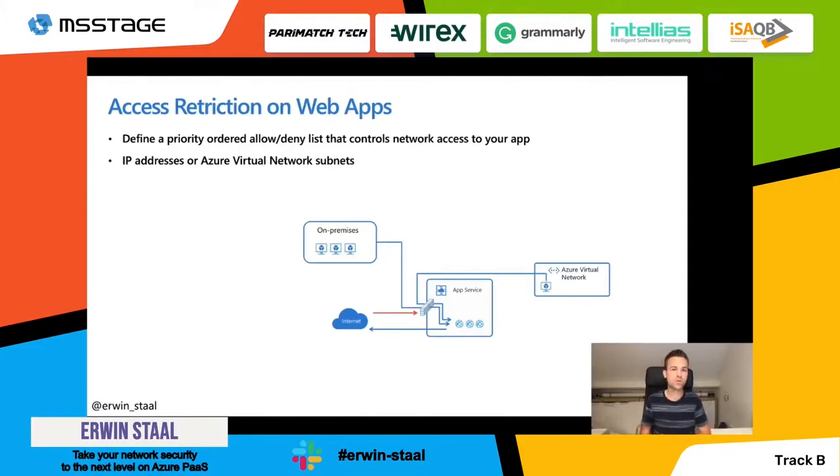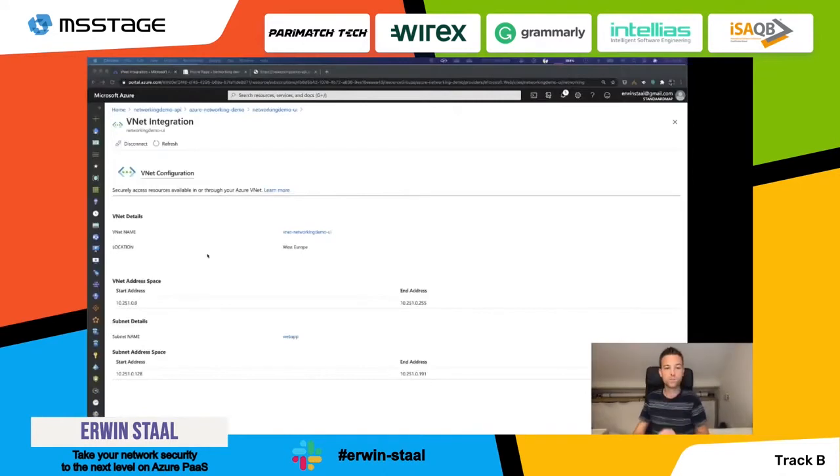That allows you to define an ordered allow/deny list that controls what is allowed to access your app and what is not. You can do that by specifying IP addresses or pointing to particular virtual network subnets and saying that traffic from those is allowed or is not allowed. So that's what we need here. So let's go and configure that in the portal.